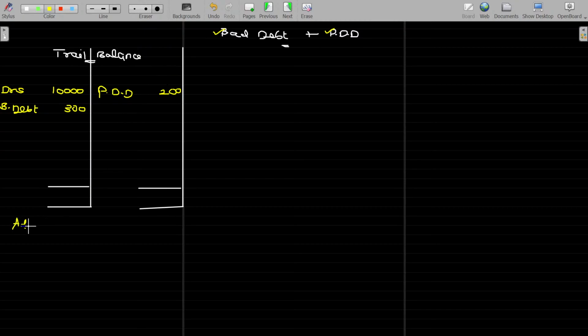In the adjustment, we have been given bad debt rupees 200. The second one is, we need to create the PDD or maintain it at the rate of 5%.